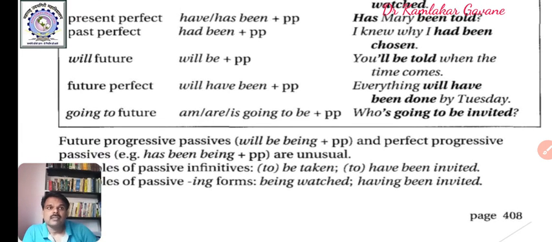Okay. And going to future is given here: am, is, are going to be plus past participle. Who is going to be invited? This is passive voice. And this is the brief survey on passivization and the various verb forms of English verbs.